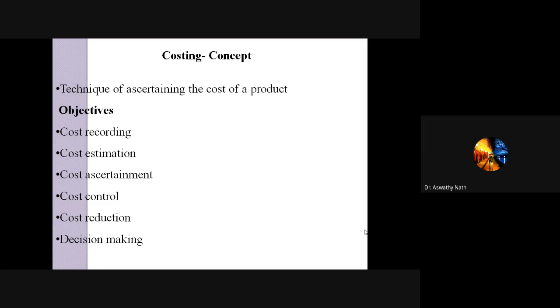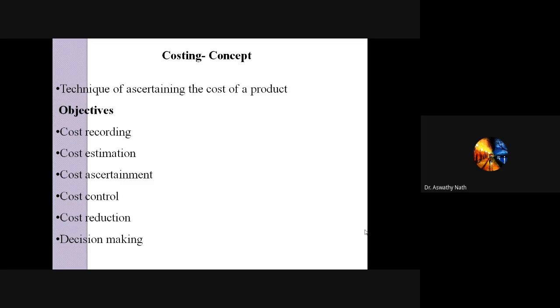And another objective is cost ascertainment. Actually, cost ascertainment means that after the production of a product, or after rendering the service, based on the actual data, we are ascertaining the cost. So cost estimation and ascertainment are different. In cost estimation, we are predetermining the cost based on our experience.